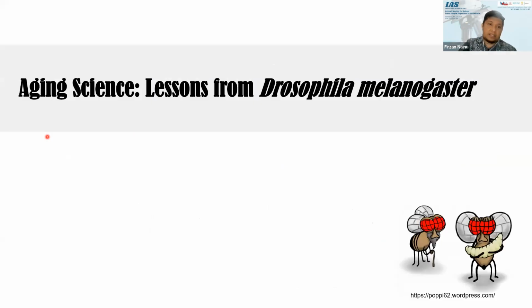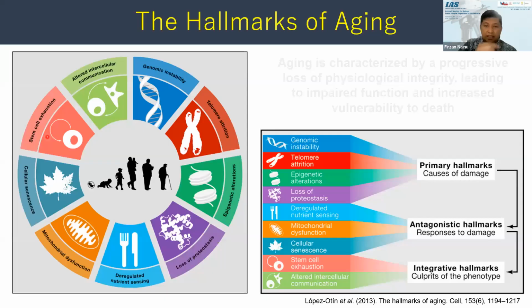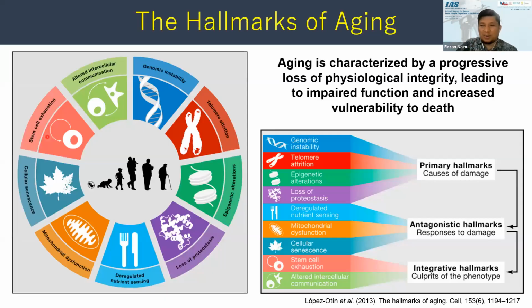And let's talk about the aging science. That's just an introduction actually, but so long. I'm sorry for that. I hope you now understand about Drosophila. So aging is characterized, we can easily say, by a progressive loss of physiological integrity, and then this leads to the loss of or impaired function and increased vulnerability to death.